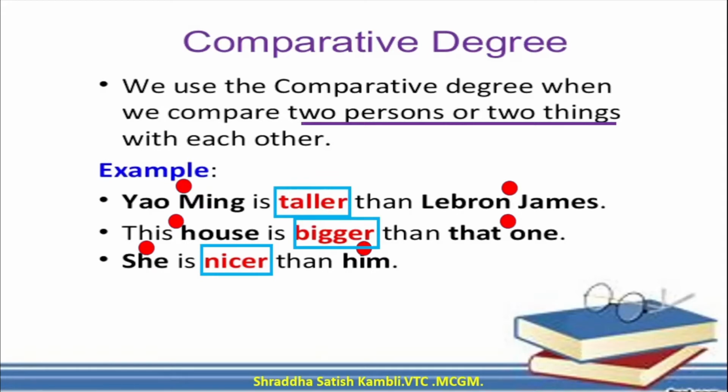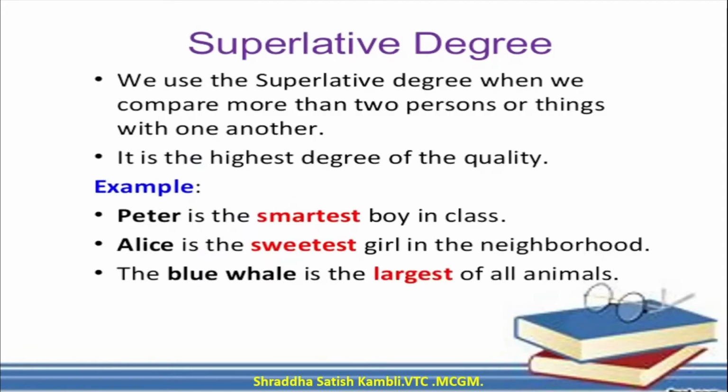Instead of saying that house again, we say that one. You have she and you have him. So here you have two nouns, and you have one adjective where you're comparing these nouns with each other. Okay? Then we look at the superlative degree. We use the superlative degree when we compare more than two things or persons with one another. So when there are two, we say, okay, this one is better, that one is better.